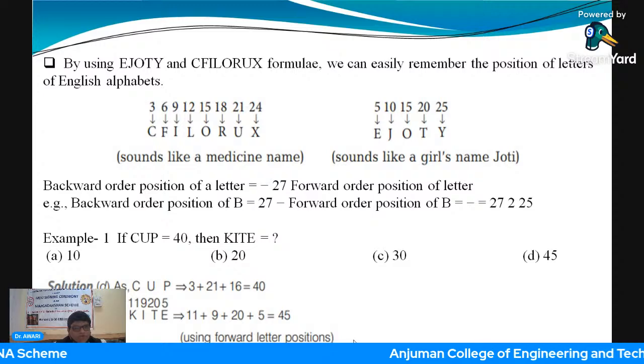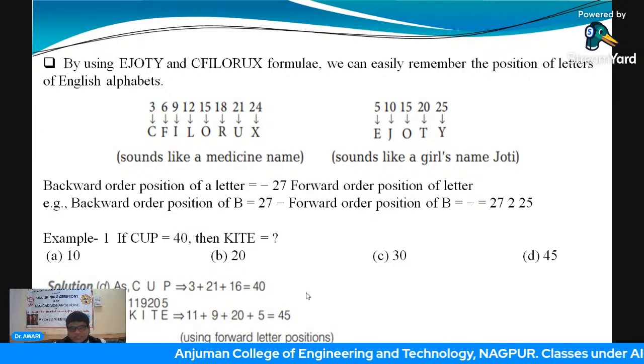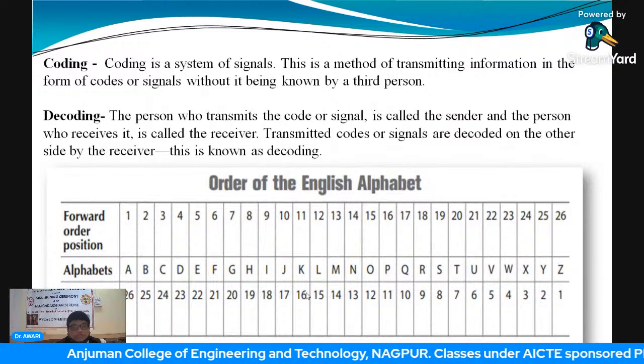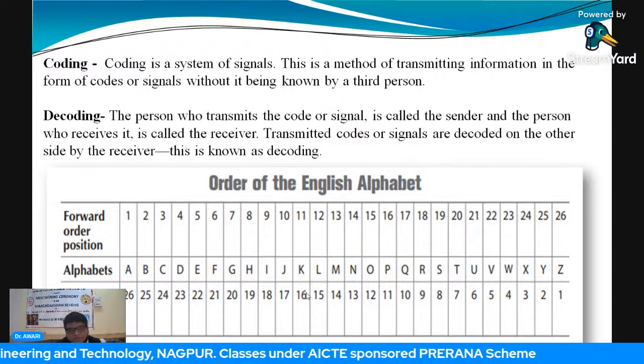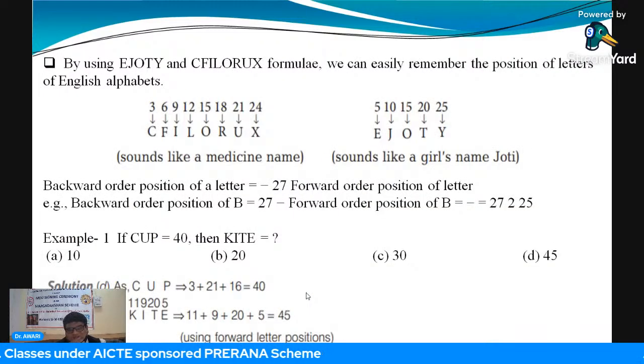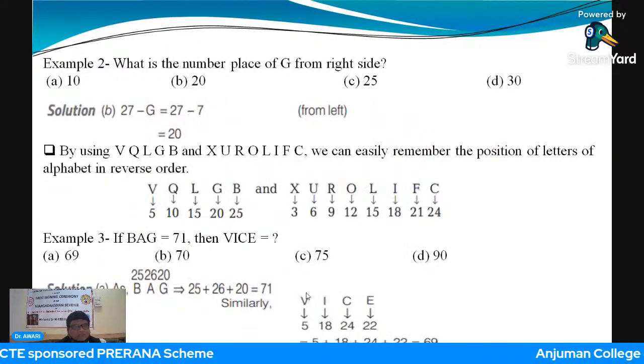Using the forward letter position, because this is in the forward letter position. So this scale is very important, which I have taken up now. If you draw the order of the English alphabet, forward order and backward order, then you will be able to solve this type of questions very easily.